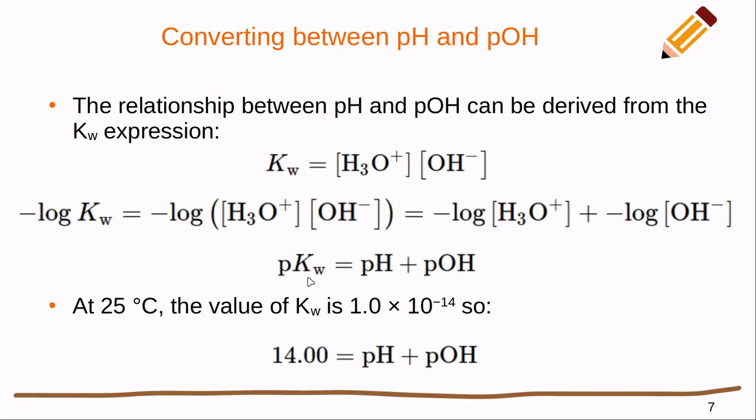Now that we have that pKw is equal to the pH plus the pOH, we can plug in the value of Kw at the temperature we're working at. So at 25 degrees, we know that it's 1 times 10 to the negative 14. The negative log of this value is going to be 14. So we get that the pH plus the pOH at 25 degrees is equal to 14. This is going to be important for solving some of our problems in the homework and on our quizzes this week.